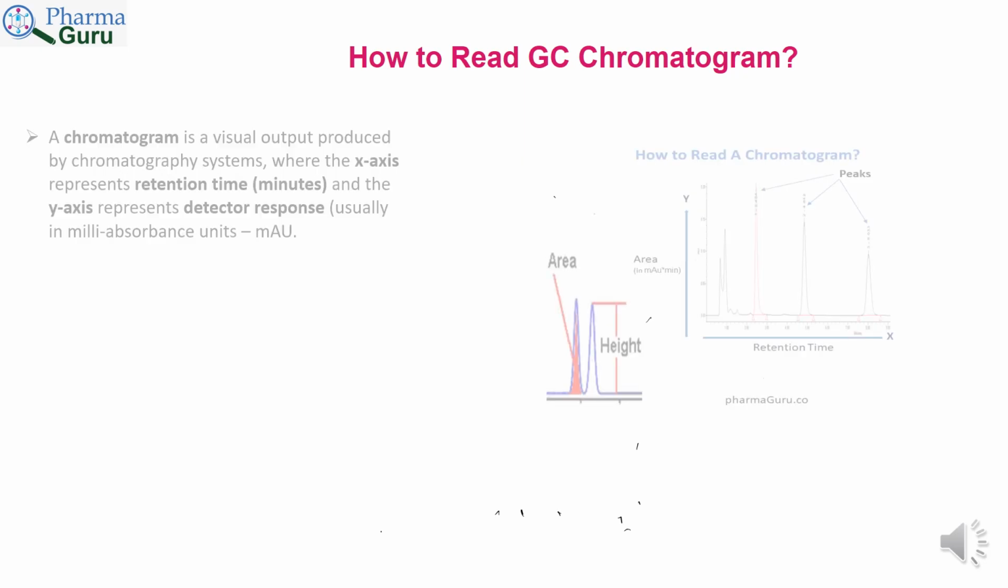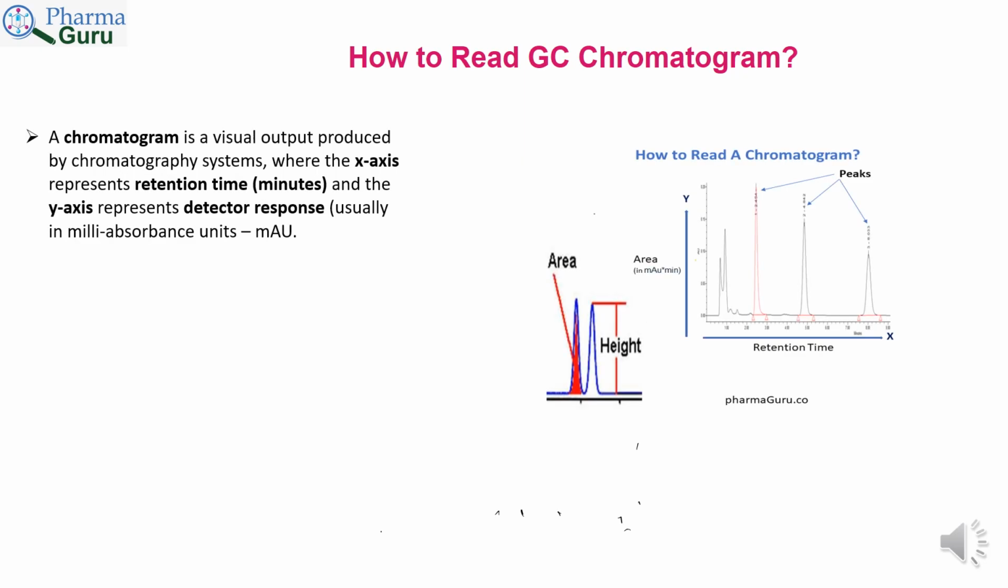How to read GC chromatogram? Now question comes, what is GC chromatogram? GC chromatogram is a two-dimensional plot of retention time, that is the time in minute or second, and area response. Retention time is in x-axis, area response is in y-axis. Now question comes, what is the retention time? I am going to discuss in this slide in details.